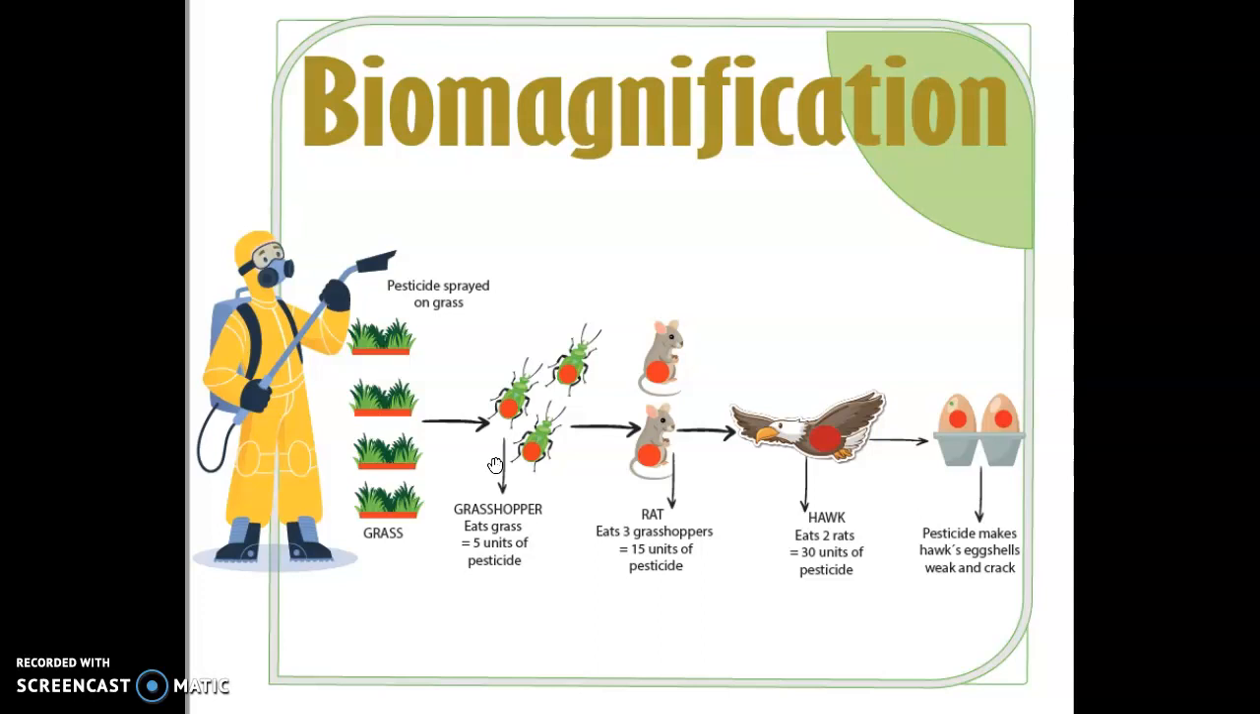The grass that the grasshopper eats has like 5 units of pesticide. So if one rat eats 3 grasshoppers, then the rat will have 15 units of pesticide. Then if the hawk eats 2 rats, it will have 30 units of pesticide, and in the end this contamination will be bad and will make the hawk's eggshells weak, and there will be few eggs that turn into new hawks.